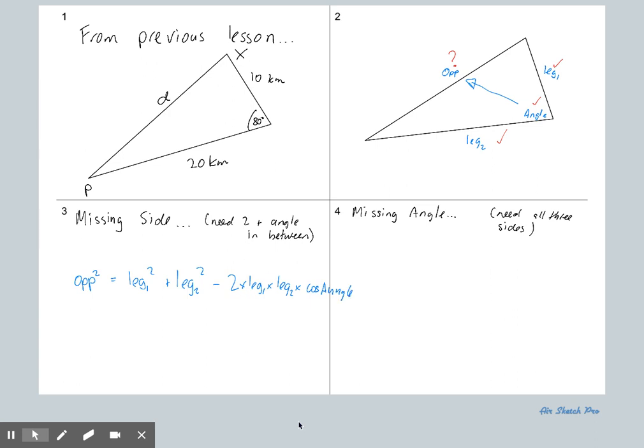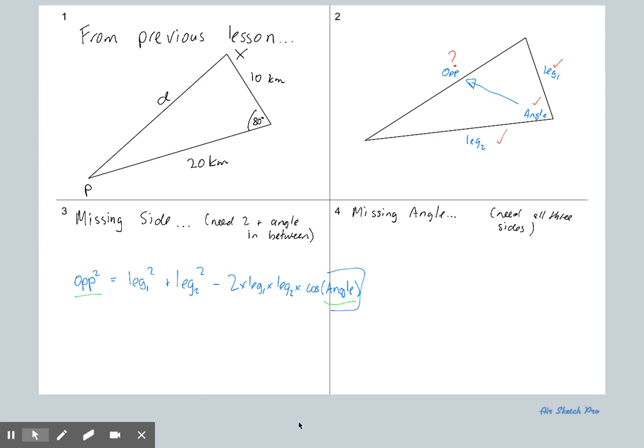That's a bit scrappy there, I'll just do that again. Cosine of the angle. Okay, that's a very wordy way of saying it, which is why we use algebra, but that's the relationship you're looking for. That opposite is opposite an angle, so that's the match up there. The opposite is opposite the angle, and then it's the legs that you use.